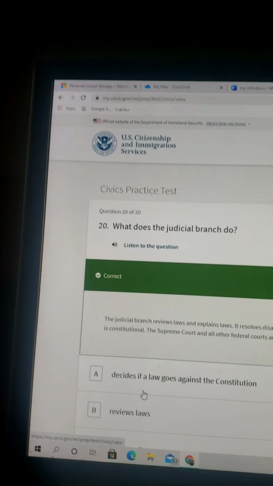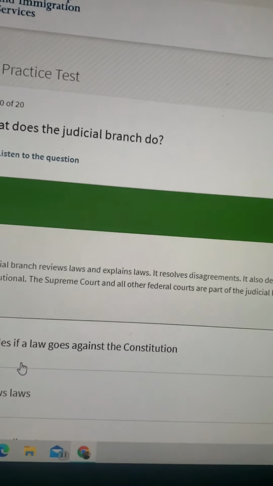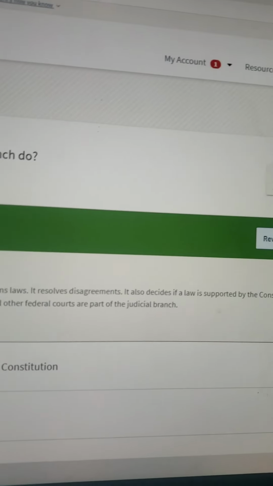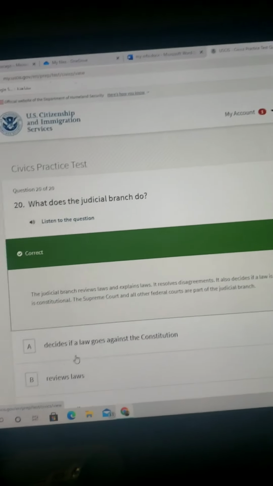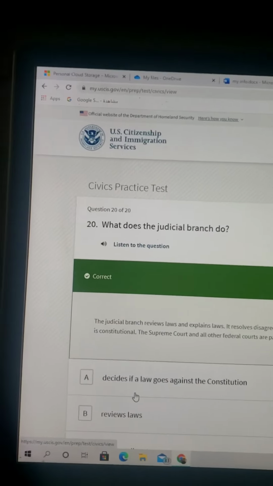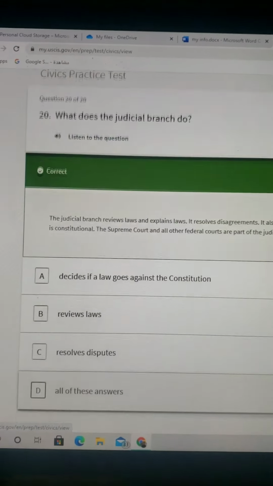The judicial branch reviews laws and explains laws. It resolves disagreements. It also decides if a law is supported by the Constitution, or is constitutional. The Supreme Court and all other federal courts are part of the judicial branch.